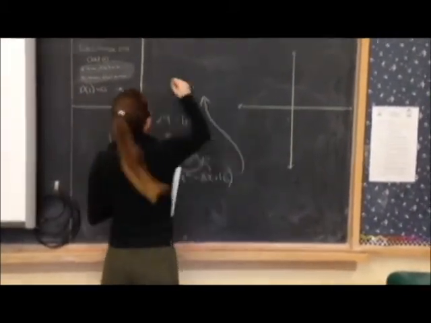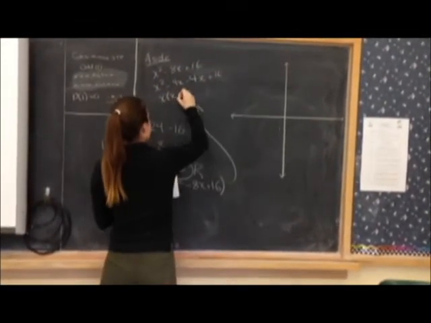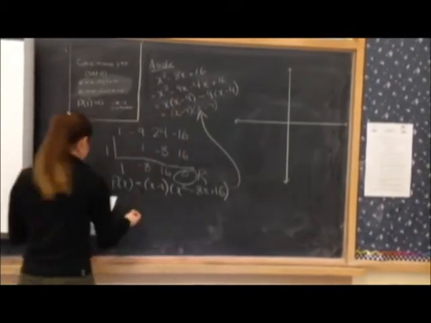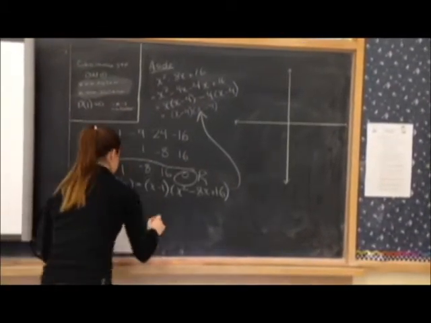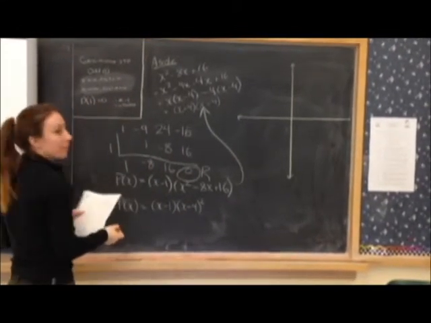Now draw a nice arrow to an aside and factor that second term in the equation to something more manageable. You should end up with x minus 4 times x minus 4, which can be simplified to x minus 4 squared. Then our new equation is p of x equals x minus 1 times x minus 4 squared.